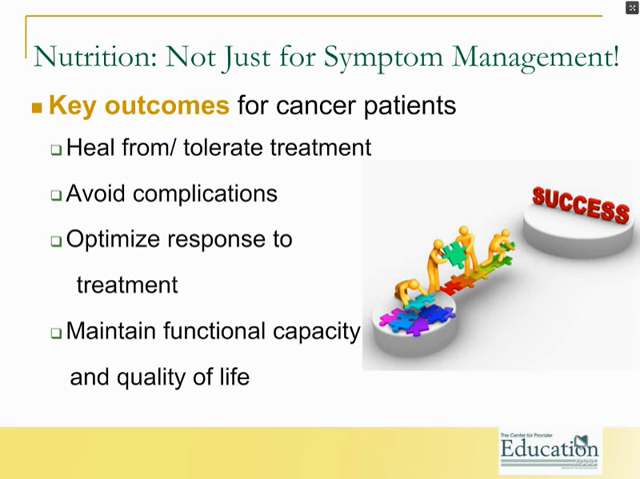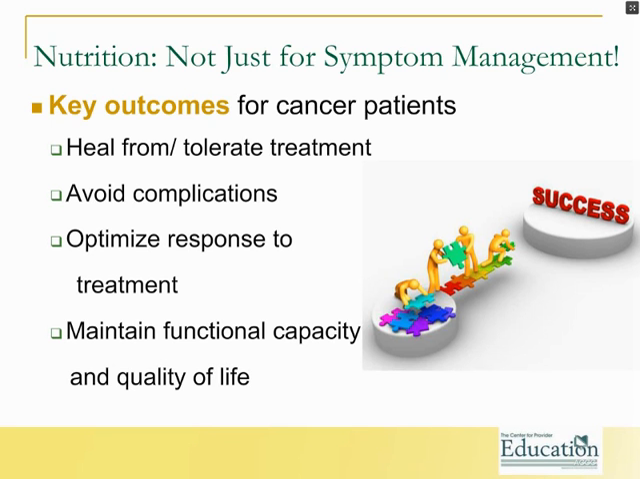Another key outcome that nutrition can help support is to optimize the patient's response to treatment. With proper nutrition, the response to treatment improves, at the very least because it allows the body's own anti-cancer mechanisms to work. Now, we also help patients maintain a functional capacity and quality of life, and I think that the quote that I began with, that it would have been more humane to include nutrition at the beginning, sort of illustrates that. We can help people be more active, just feel better all around, not only during treatment, but after.